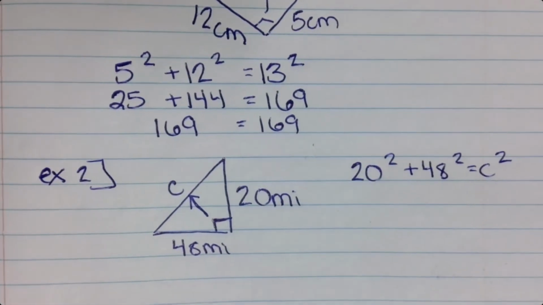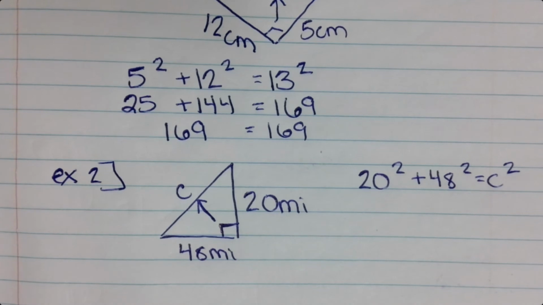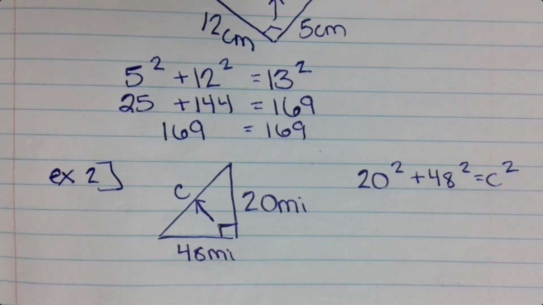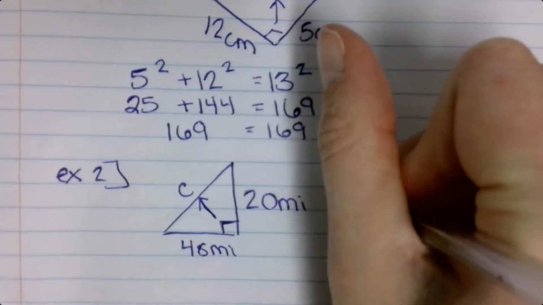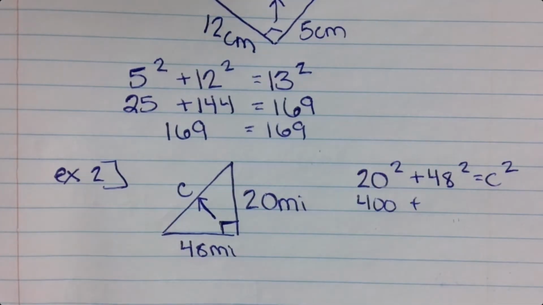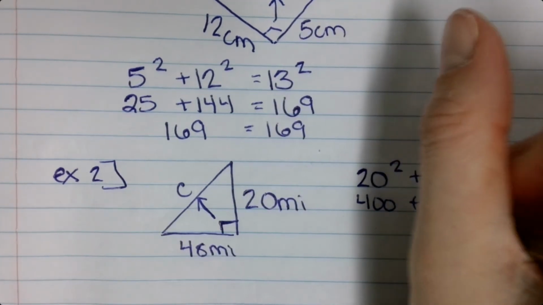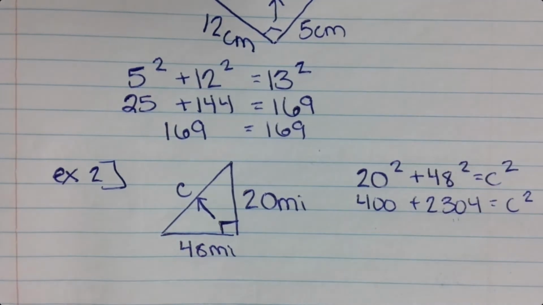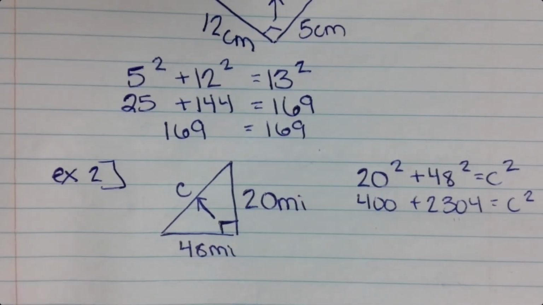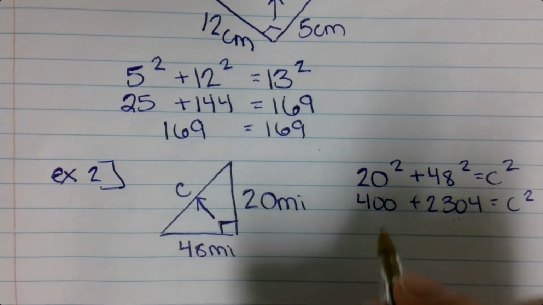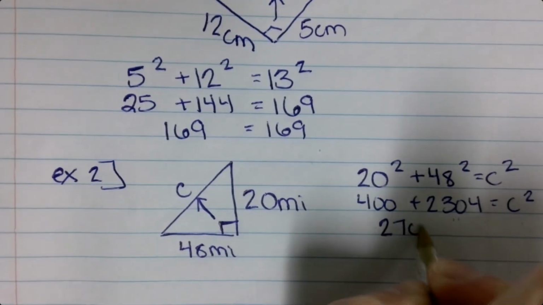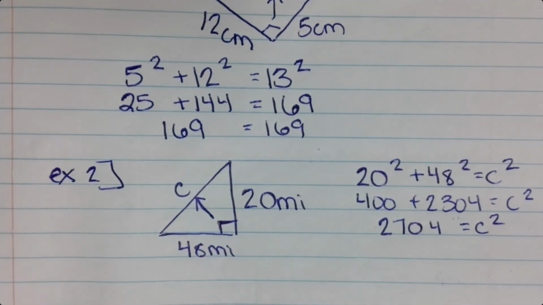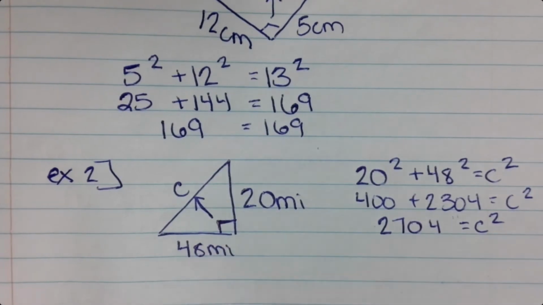Now, if I take a calculator, which you should have, and I do 20 squared, I get 400. If I take 48 and I square it, I get 2,304, and that's going to equal C squared. Following order of operations says add those two numbers together, so I get 2,704 equals C squared.